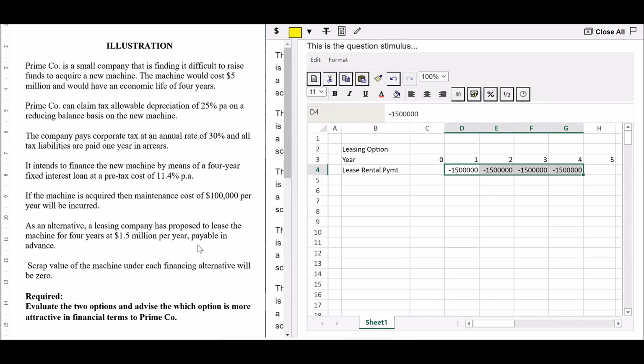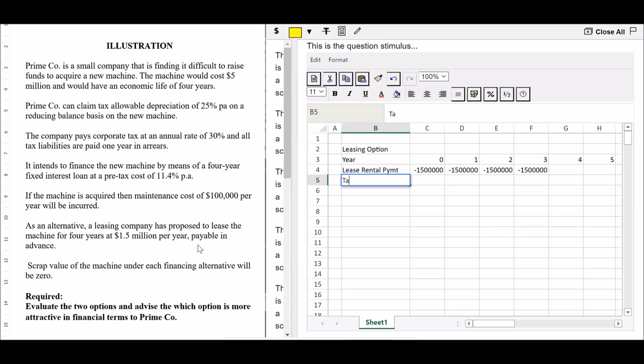This lease rental adjustment is wrong. This is not how it is supposed to be placed. It is supposed to be placed in advance. So first year lease rent shall be paid in year 0. Second year lease rental shall be paid in 1. Third shall be paid in 2. Fourth shall be paid in 3. So the lease rentals shall be placed in advance.